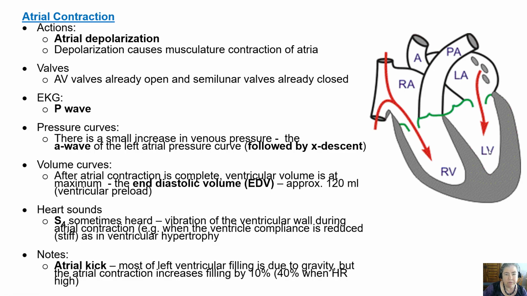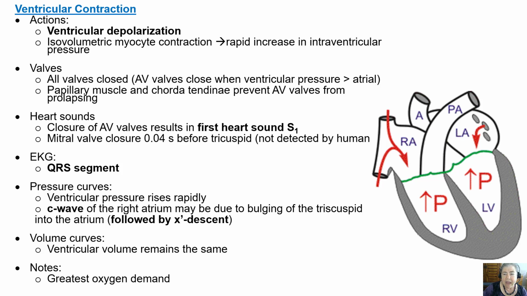After atrial contraction, we get ventricular contraction. So the events are that the ventricles are depolarizing, and as they begin to depolarize and contract, you will remember that there is a little delay in that signal when it goes through the AV node and the conduction system. But when it begins to contract, there is an increase in pressure in the ventricles because the valves are closed. All the valves are closed.